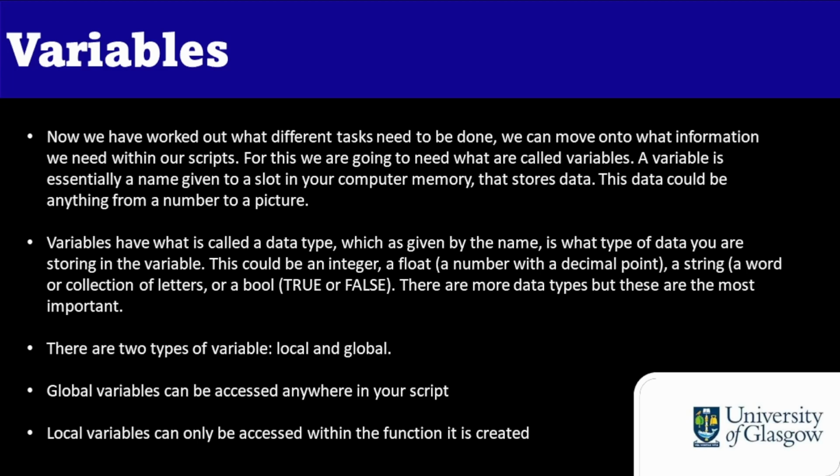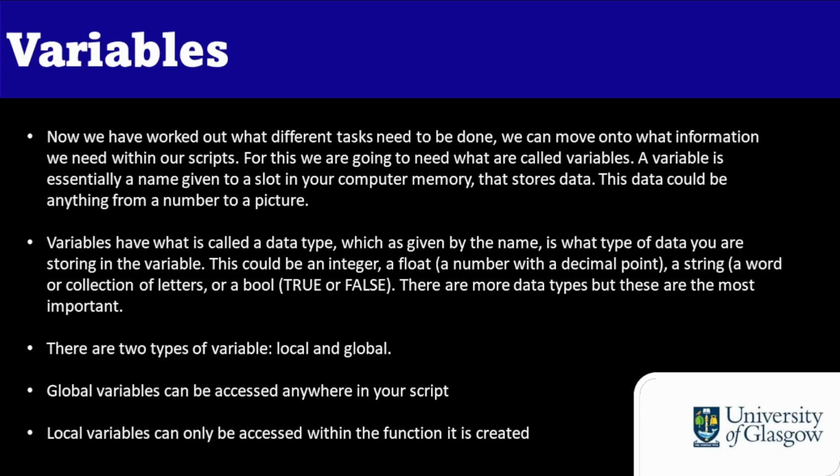There's also two types of variable, so not data type, there's two types of variable. There's local variables and there's global variables. Global variables can be accessed anywhere in your script. So let's say you have one script with a bunch of code, and in that script you have a bunch of functions that do completely different things. If you have a global variable, you can use that variable anywhere at all in that script. So in any of the functions, you can say, I want to use that variable.